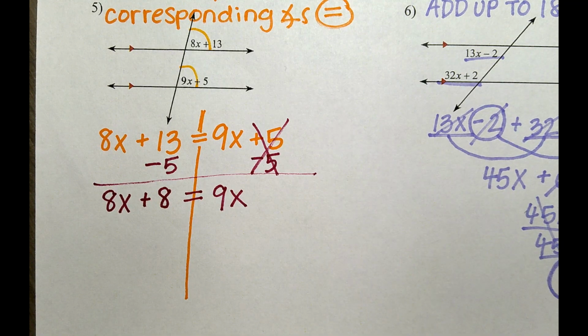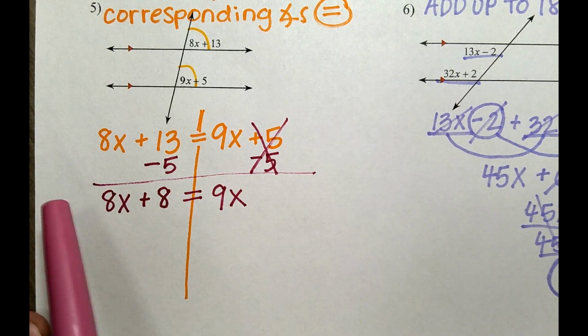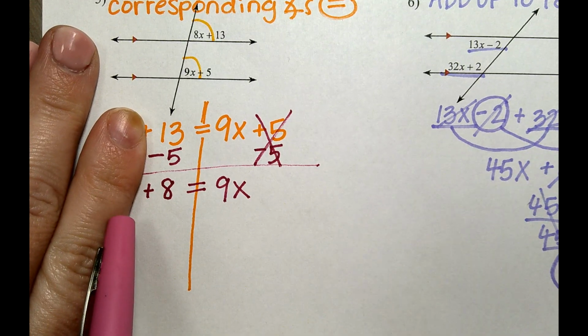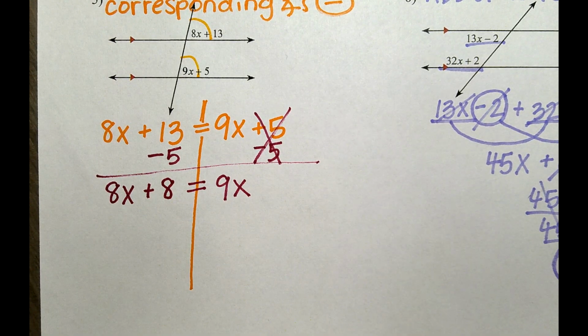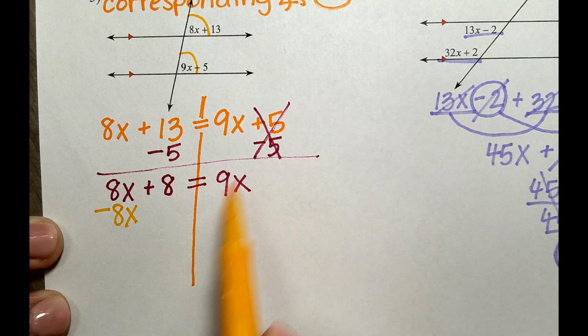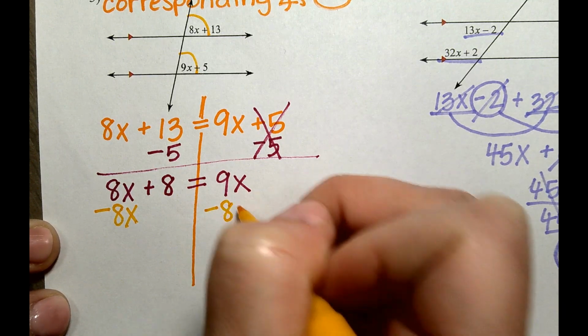Now this looks tricky. This is where we might get a little mixed up. How on earth am I going to get my x's on the same side? What can I do? Instead of adding them, because they're not already together, to get them together, we have to cancel the 8x over here. To make that cancel, we're going to subtract 8x. So let's do that. Minus 8x. And luckily, I have an x on the other side, so I can subtract 8x from 9x.